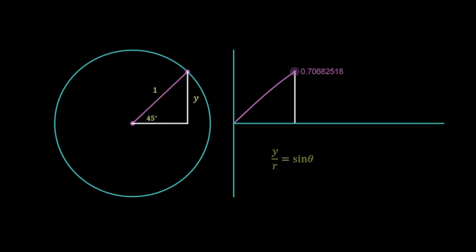Mathematically, we can write y divided by r is equal to our function sine theta. We can rearrange this such that y is equal to r sine theta. We can put the value of our r in, which is 1, and the value of our theta in, which is 45 degrees. And this is going to give us the y value is equal to 0.707.